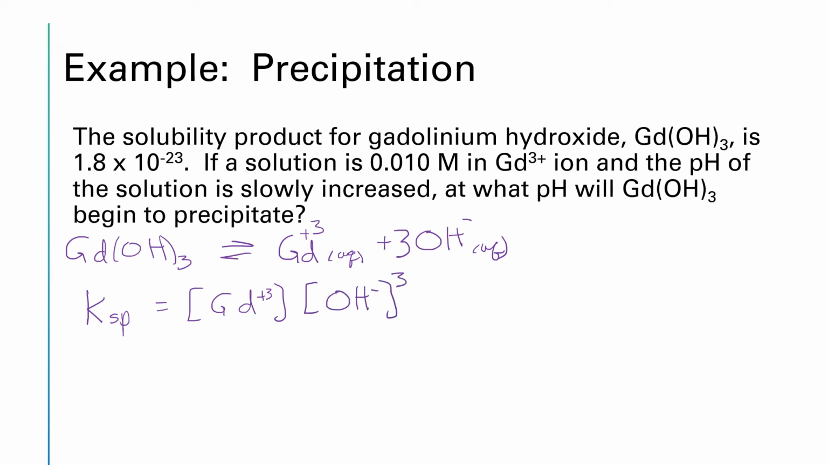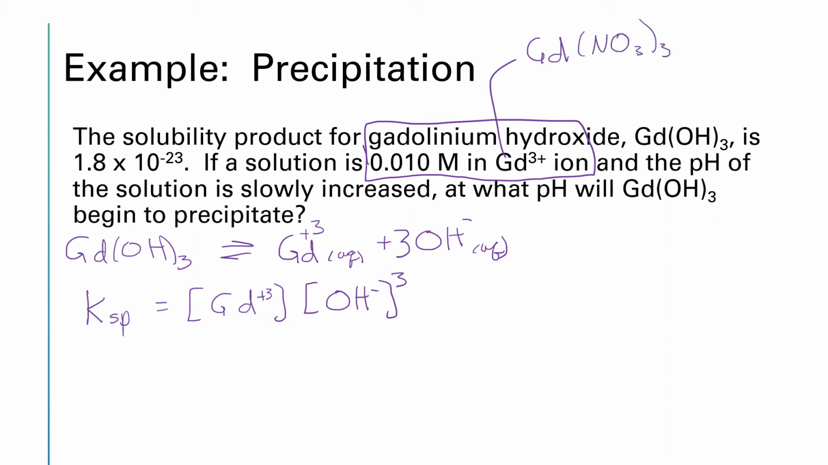Now, remember, the hydroxide ion and the gadolinium ion are coming from two entirely different places. What we're told about gadolinium is that we have a solution that is 0.01 molar in gadolinium plus 3 ions. We have no idea where that's coming from. That could very easily have come from a gadolinium nitrate solution.